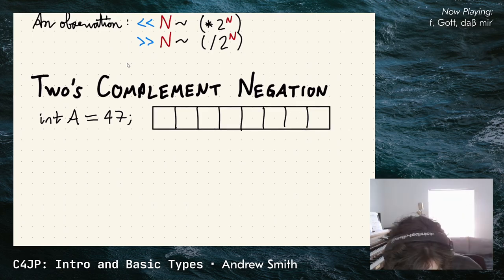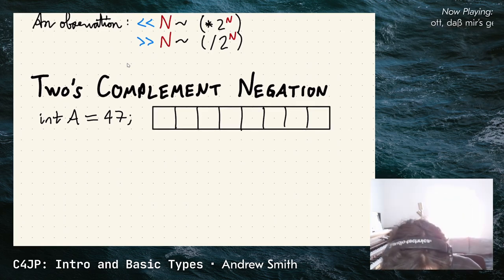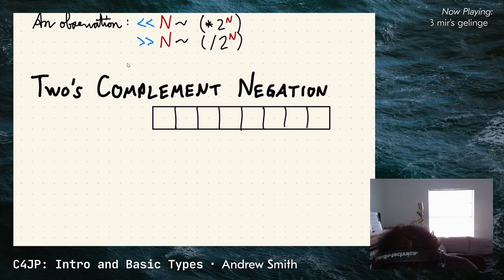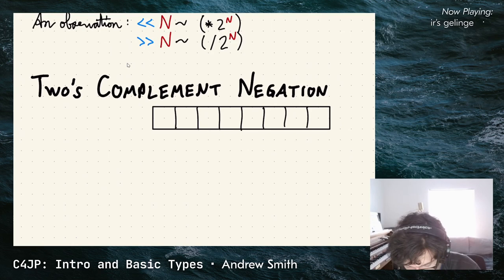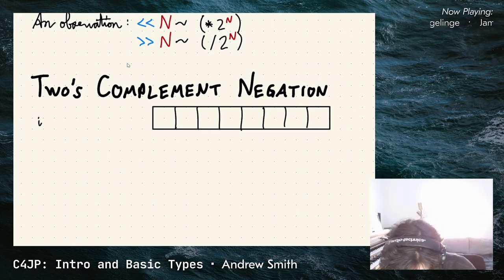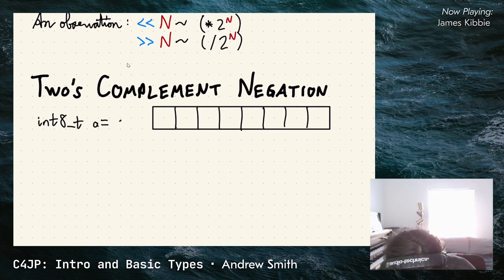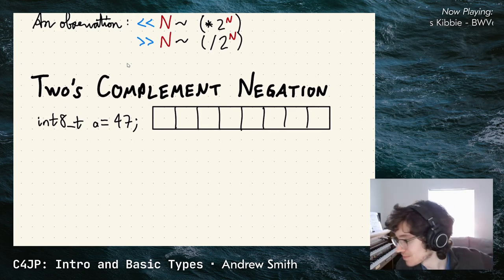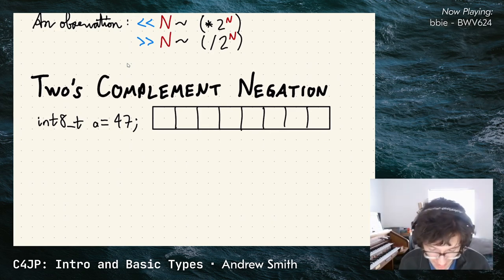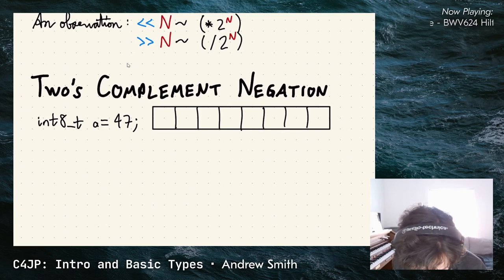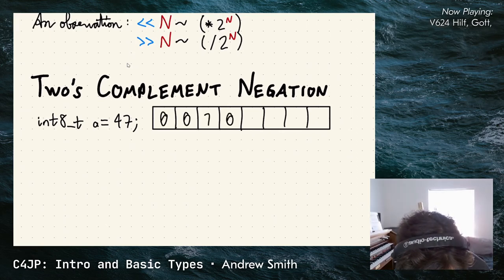I'm just going to treat this as a signed 8-bit value, which means that instead of using int, let's use our nice standard int8_t type. And we're going to write this out the same way we did before. So 47 in 2's complement is no 128s, no 64s, one 32, no 32nds.